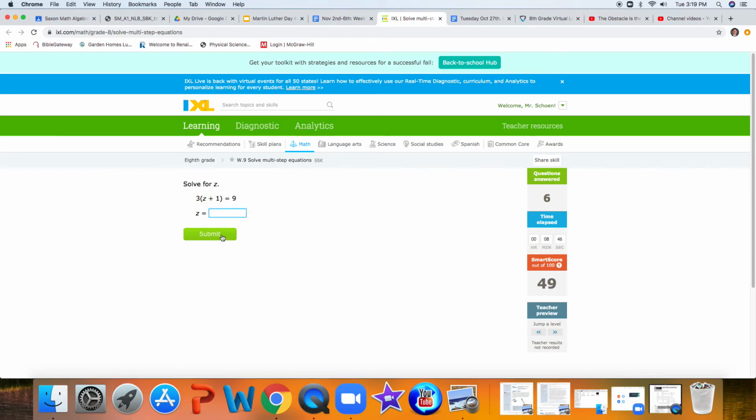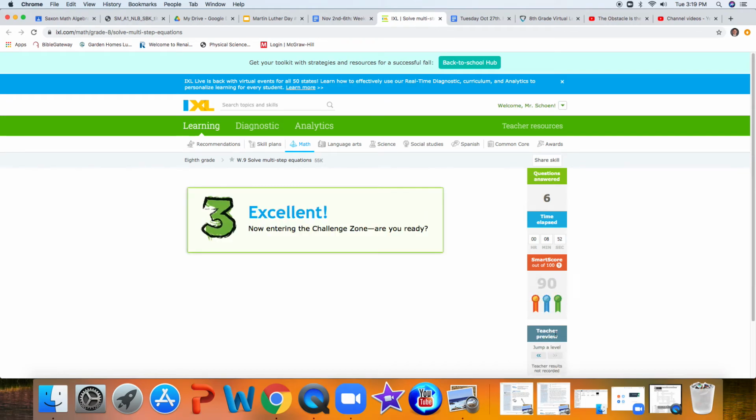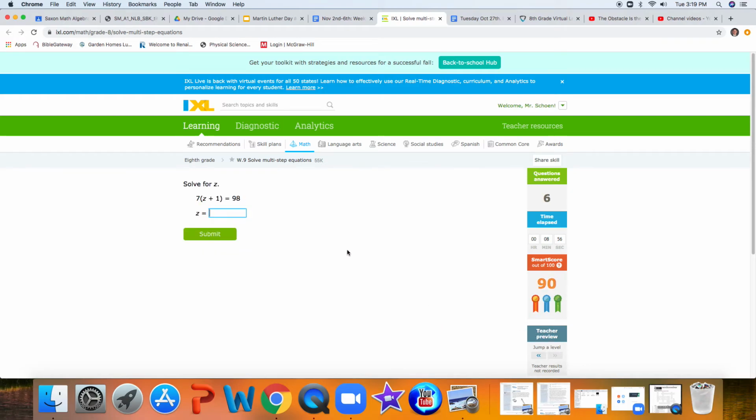Another set of parentheses which you would distribute, solve with our two steps. I'm going to jump ahead to our challenge level to see the highest level of this type of problem solving. Again, you're using your problem solving with multi-steps to do the distributive property, then reset the equation. Here again, 7 times z would give you 7z. 7 times 1 is going to give you 7 equals 98.